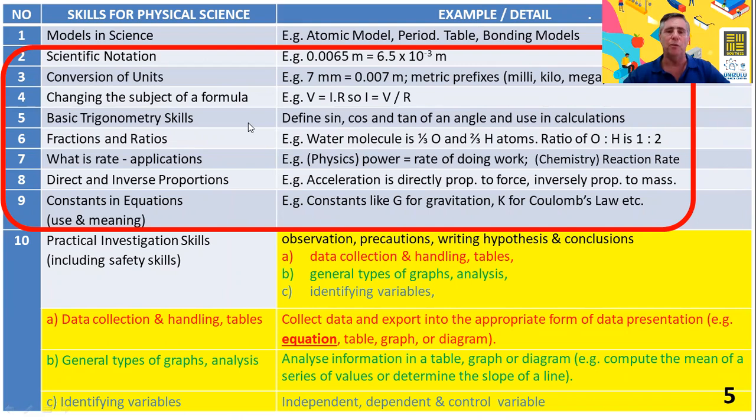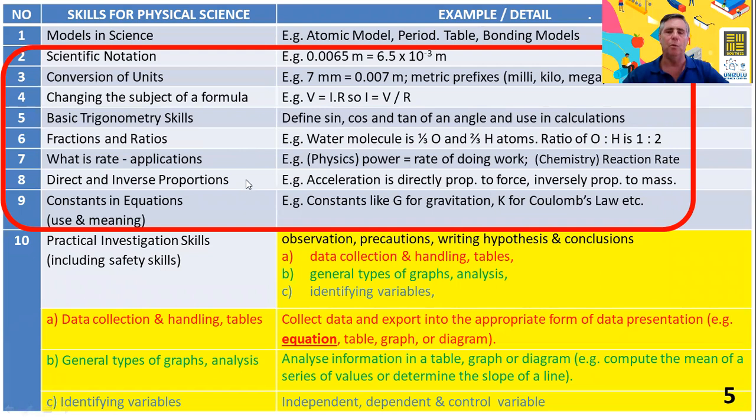Trigonometry is important, because there will usually be components of a force in terms of the sine and cos of an angle, fractions and ratios. Rate is important because, of course, acceleration is just the rate of change of velocity.